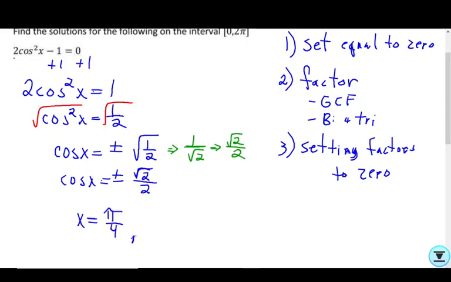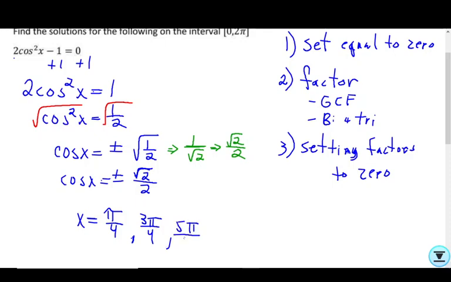Now, since I'm looking for both the positive and the negative cosine values of square root of 2 over 2, that means I'm going to be using the pi over 4 from every quadrant. If it were the positive ones, I'd only be doing quadrants 1 and 4. And if it were the negative ones, I'd be doing 2 and 3. But since I need positive and negative, I'm using all of them. So all 4 quadrants that have pi over 4.